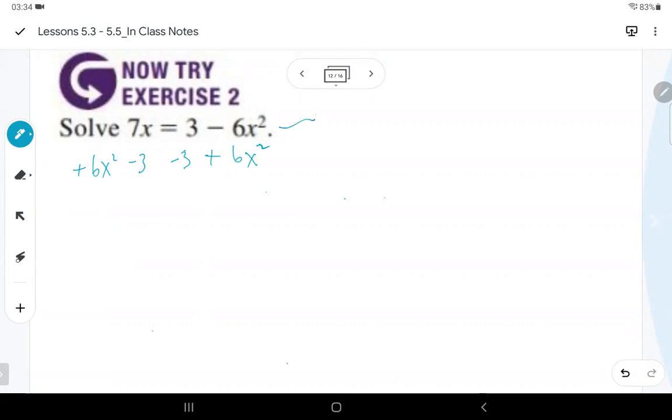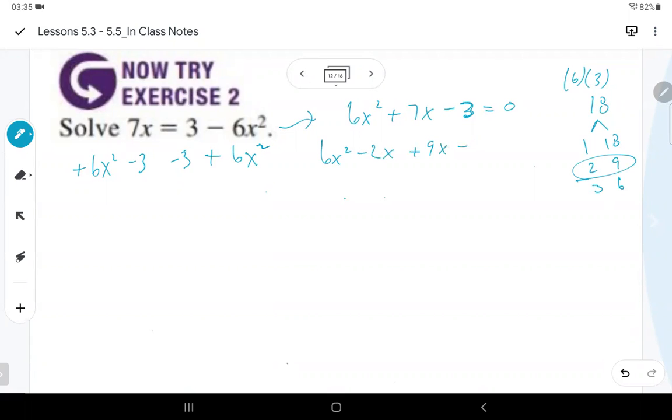Okay, so this is going to give us 6x squared plus 7x minus 3 equal to 0. We can't pull anything out, so we're looking at 6 times 3. Remember, that's our process. Then we want factors of 18 that'll add or subtract to give us 7, and that's going to be 2 and 9. So we'll have 6x squared minus 2x plus 9x minus 3 equal to 0. We're going to factor by grouping.